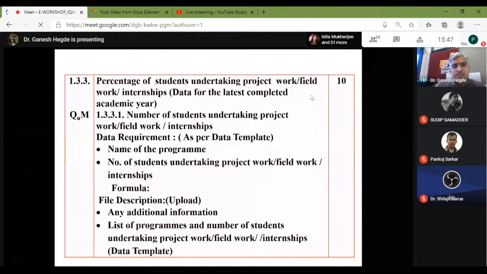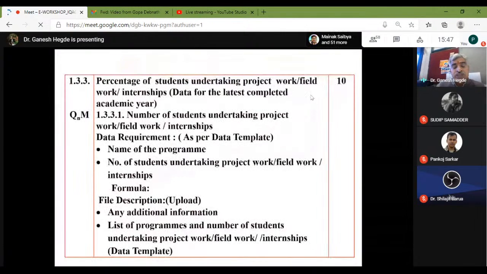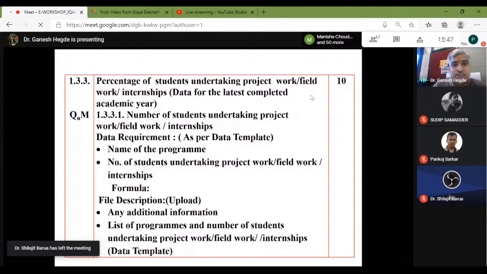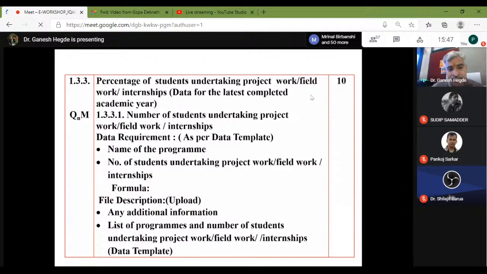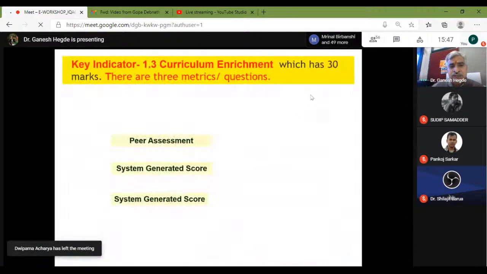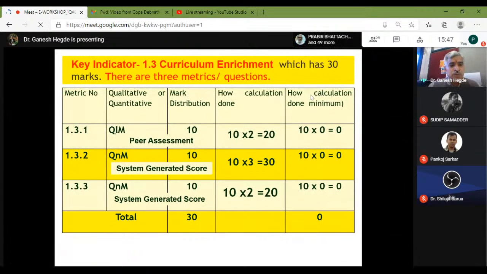1.3.3 talks about the percentage of students undertaking project work, field work, and internship. In the previous metric, it was the average percent of courses. Here, it is the percentage of students, whether it is 90%, 80%, 75%, or 70% of the students taking the project, and how exactly the project work happens. So you need to give the documentary evidence for the DVV, that is, data validation and verification. How exactly will things be calculated by NAAC? There are two metrics, 1.3.2 and 1.3.3, that come as a system-generated score. But 1.3.1, which is a qualitative metric, comes as a peer assessment.